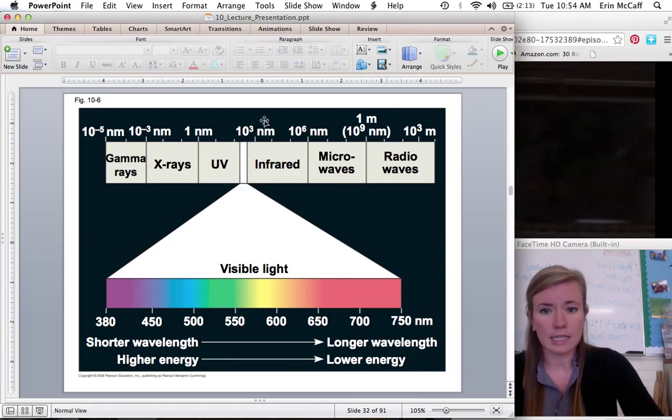So here is the electromagnetic spectrum. It consists of everything from gamma rays to radio waves. Visible light is just a tiny, tiny little bit of this. And visible light extends from wavelengths of 380 nanometers to 750 nanometers.